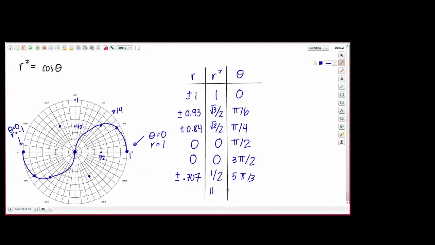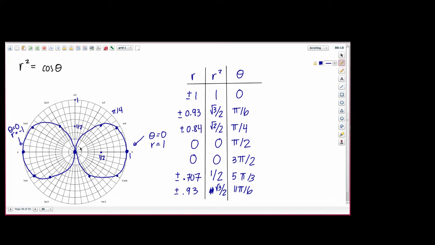So let's see, at theta is 11 pi over 6, the cosine of 11 pi over 6 is root 3 over 2. So then when we take the square root of that, we're going to get plus or minus 0.93. So at 11 pi over 6, we're either out to almost plus 1 or flipping over for the negative out to almost minus 1. So now we're getting just the bottom half of these two loops. So the graph of r squared equals cosine theta, we're getting these two loops on either side of the origin.